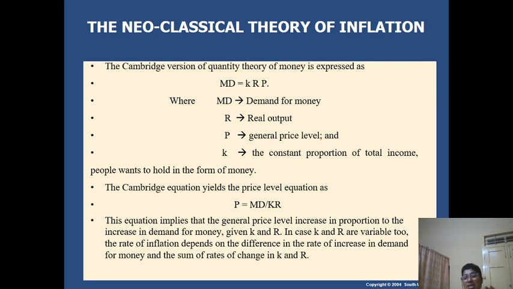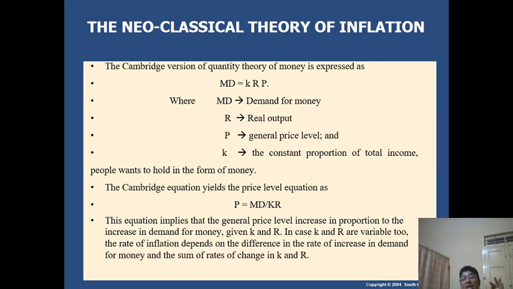We have already seen that k comes in the denominator of the equation below. So k and R are inversely proportional to P. Then definitely this MD, the demand for money, will be the demand for transaction purposes. So when the demand for transaction purposes increases, the price level also increases. Whereas when k increases, price level falls.